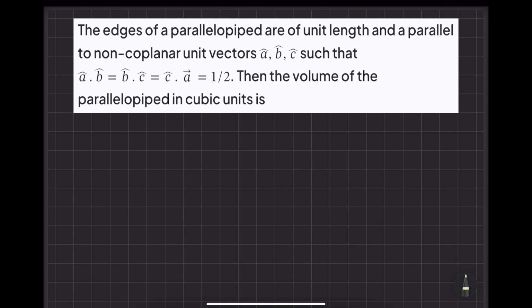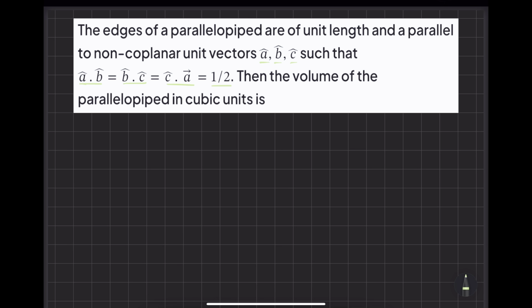So, we got a wholesome new problem which says the edges of a parallelepiped are of unit length, and parallel to non-coplanar unit vectors A, B, and C, such that A dot B, B dot C, C dot A is 1 by 2. Then the volume of the parallelepiped is.